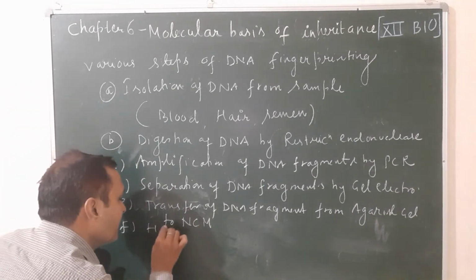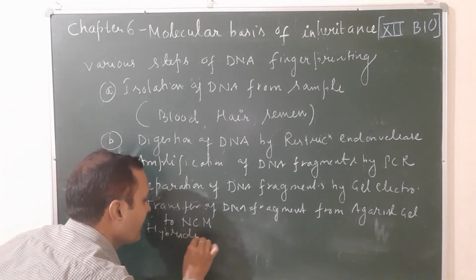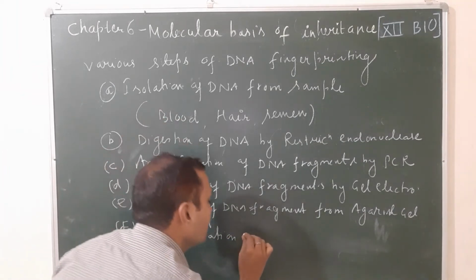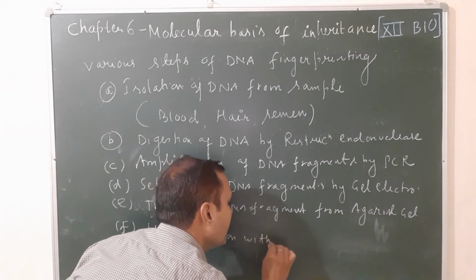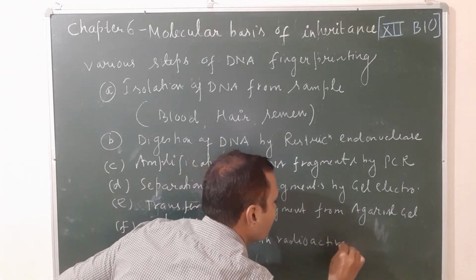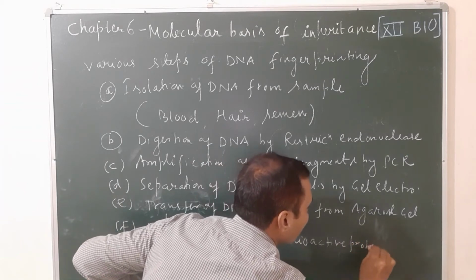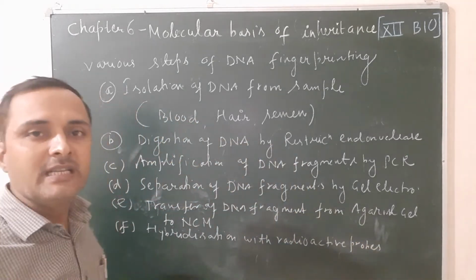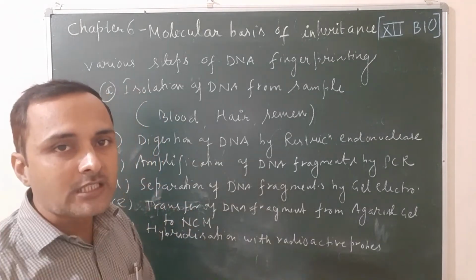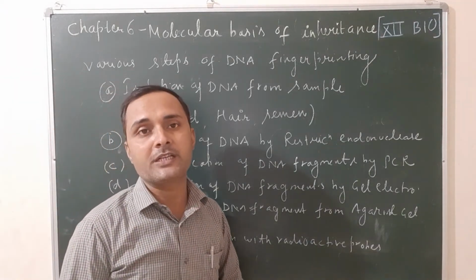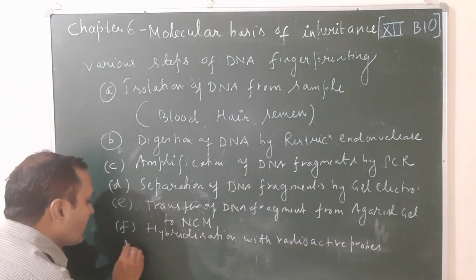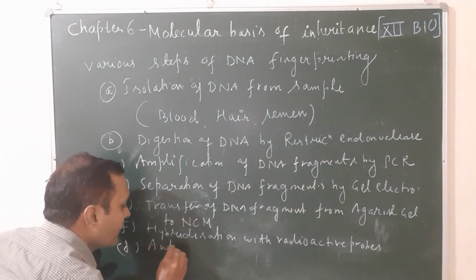The next step is hybridization with radioactive probe. Probes are radioactive DNA sequences that are single stranded and complementary to the VNTRs of the DNA fragments present on the agarose gel. And the last step is autoradiography.